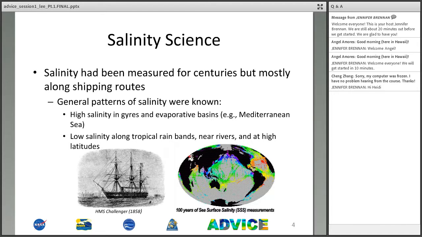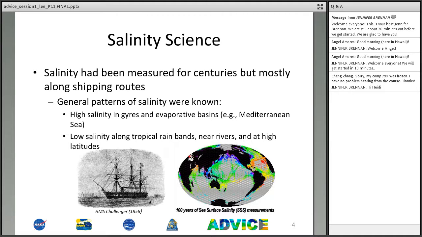And it's sparse, basically limited to a few tracks, but it does traverse these different oceans, and it's the first global scale ship-based measurement of the salinity. And it took 1,000 days and encompassed about 68,000 nautical miles.